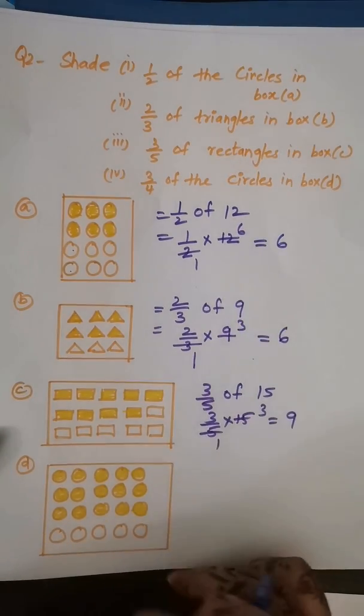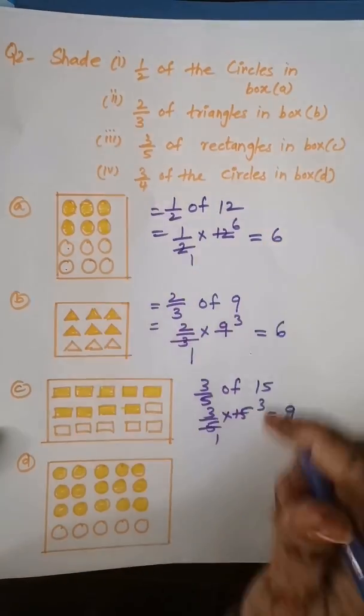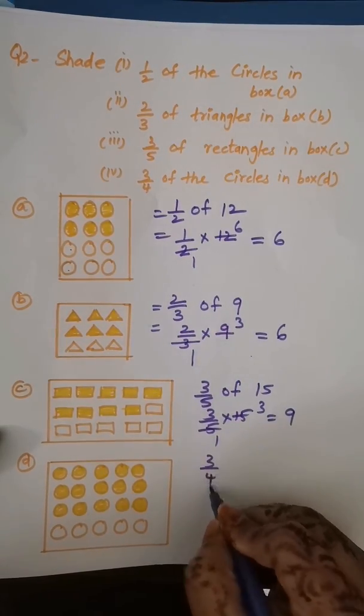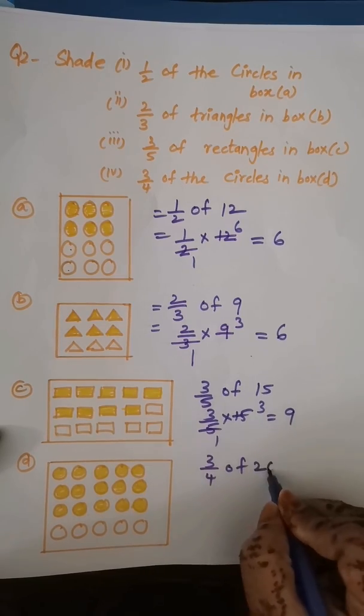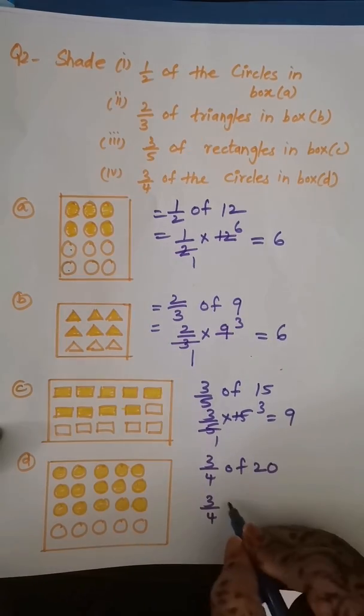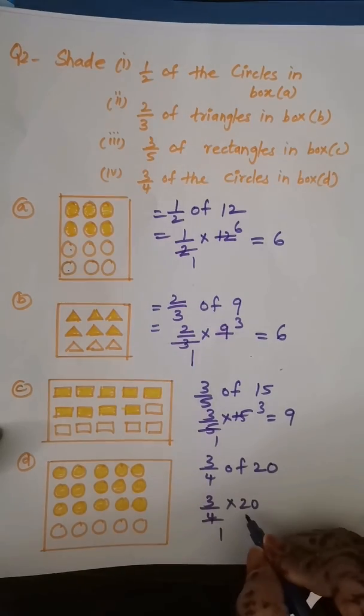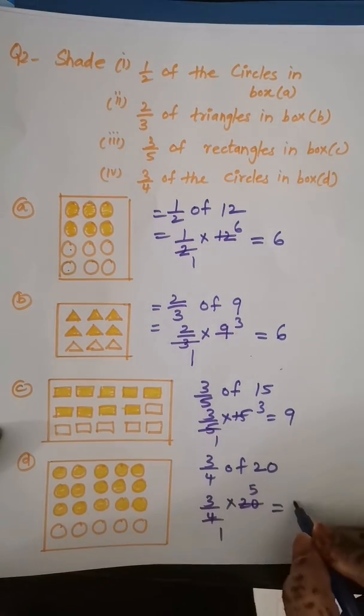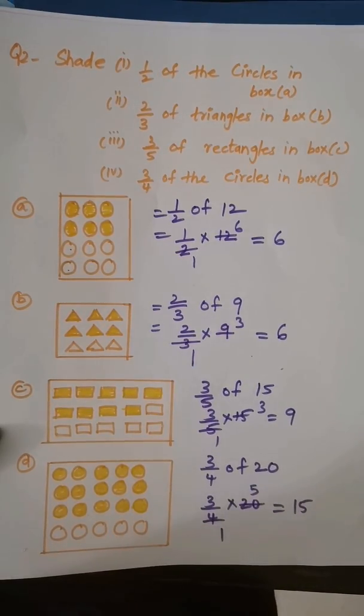5, 10, 15, 20 circles are there. 3/4 of the circles, that is 3/4 of 20. That is 3 by 4 into 20. 4 ones are 4, 4 fives are 20. 3 fives are 15 balls you have to shade.